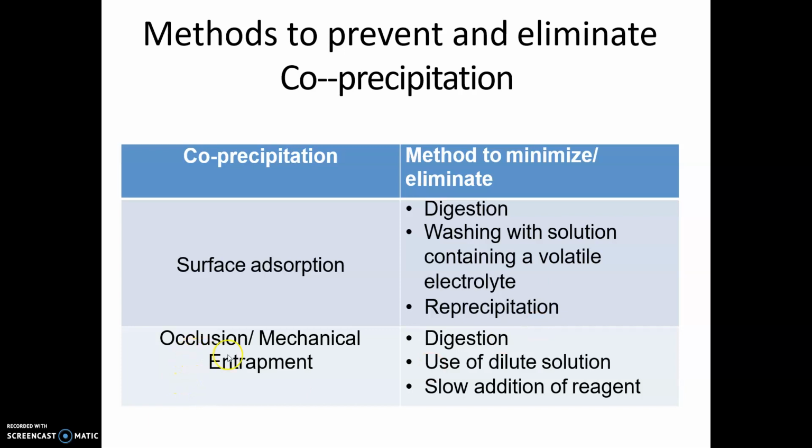So for occlusion and mechanical entrapment co-precipitation, to minimize or eliminate this type of co-precipitation, you can do digestion, you can use dilute solutions, or you can add the reagent slowly to make sure that we get our favorable precipitation.